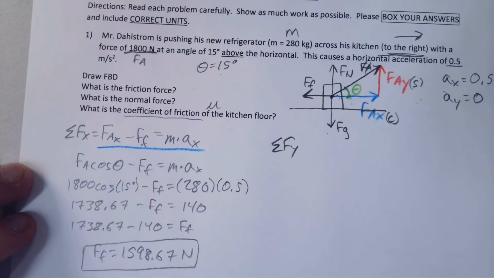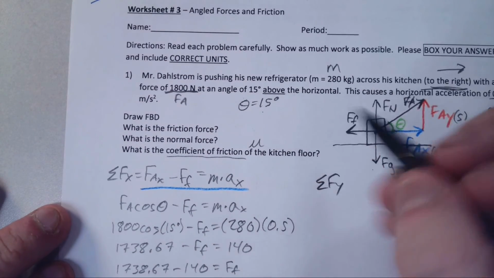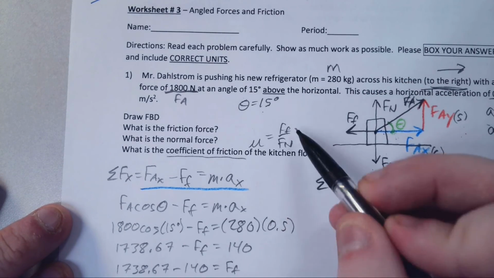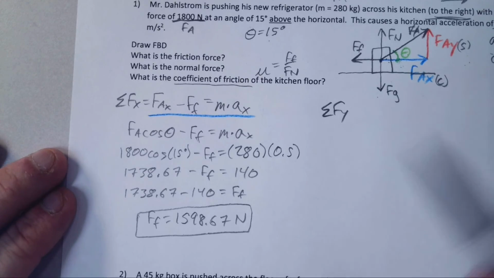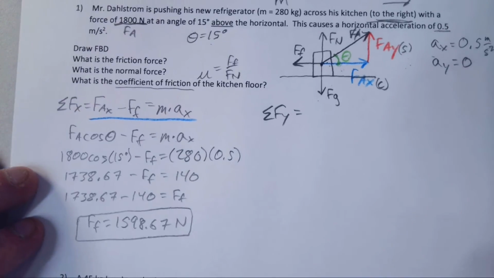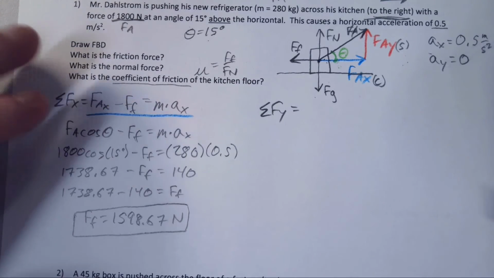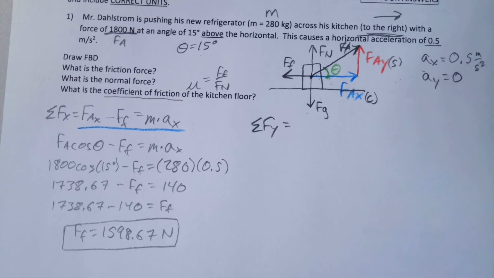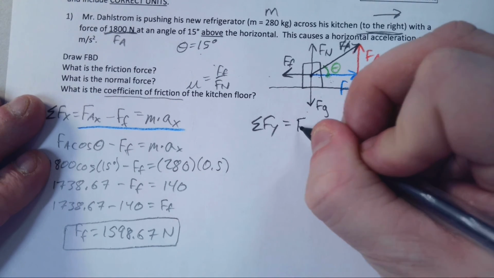This is obviously ultimately going to help us because the equation for a coefficient of friction is the force of friction divided by the normal force. We have the force of friction. Now we need to go about finding the normal force. Now we have two forces up. We have F of n and Fa of y. It doesn't matter which one we do first. I'll do F of n first here.